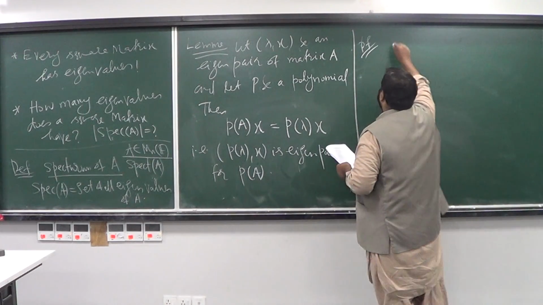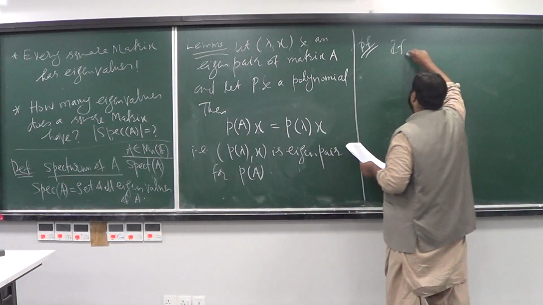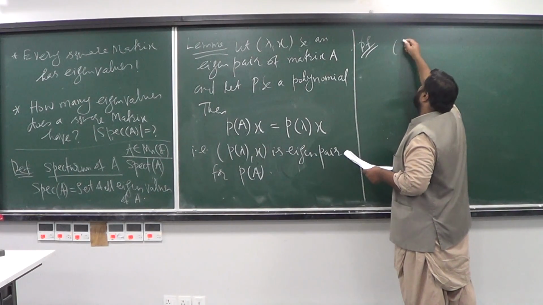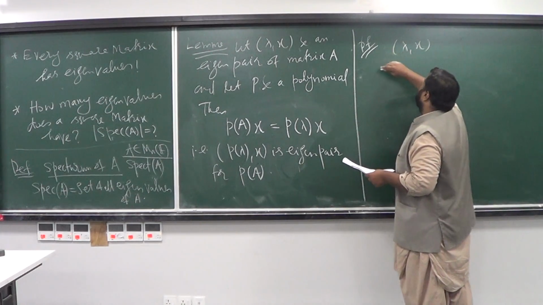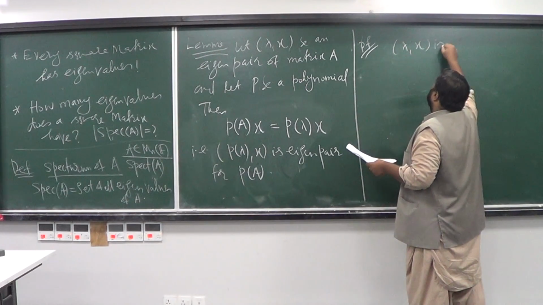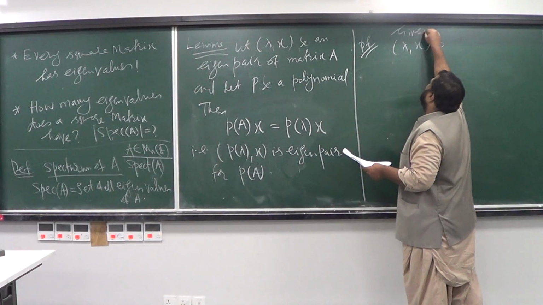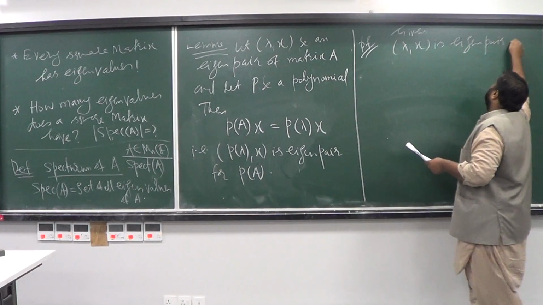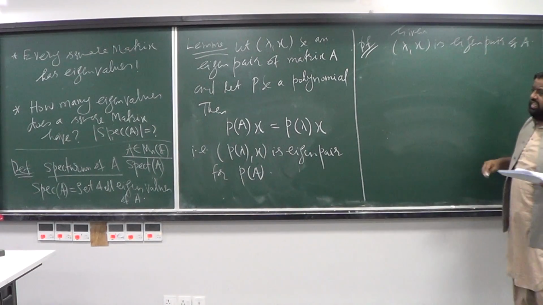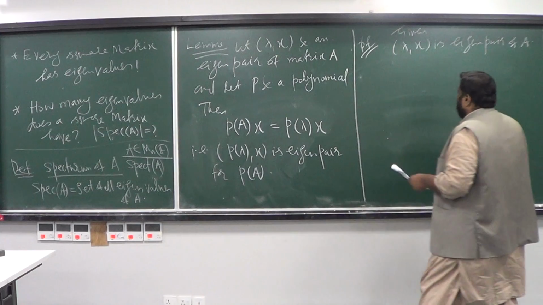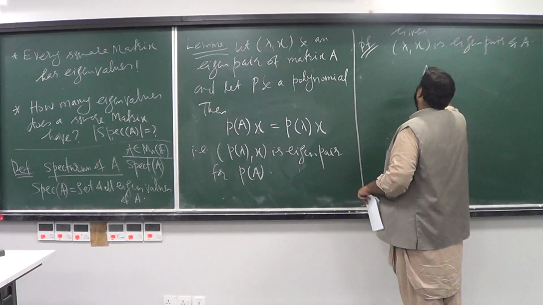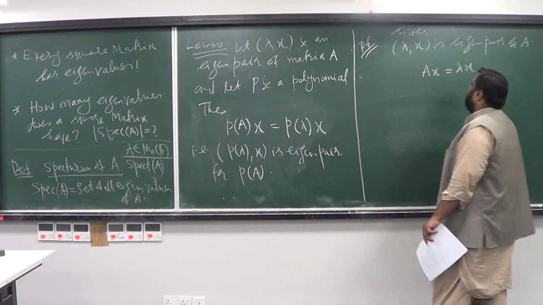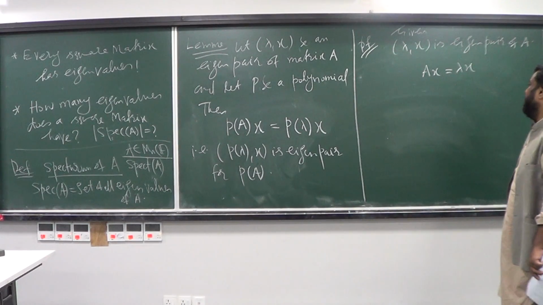Then, say lambda, x is given as an eigenpair for matrix A. And so if it is an eigenpair, what we can prove is that it's going to satisfy Ax equal to lambda x. Okay, so it's going to satisfy this.